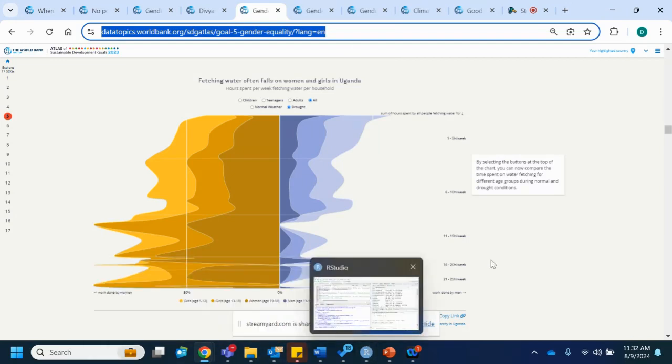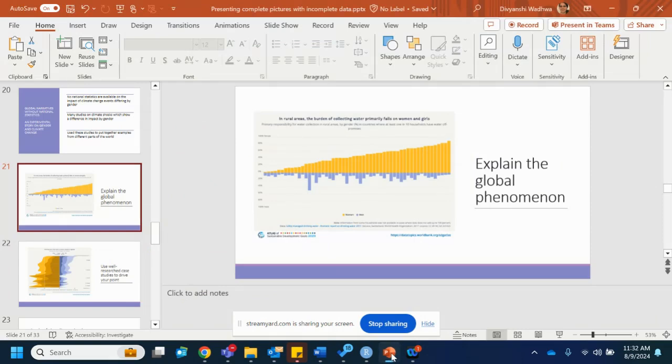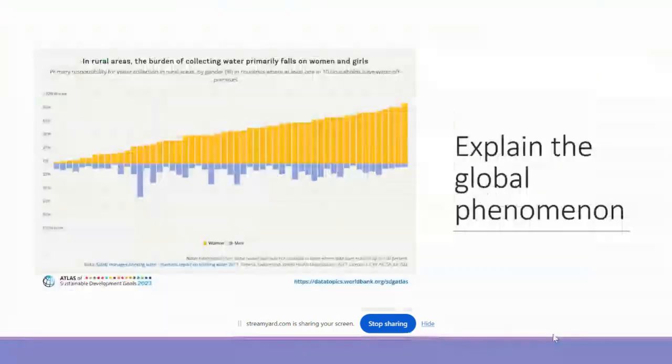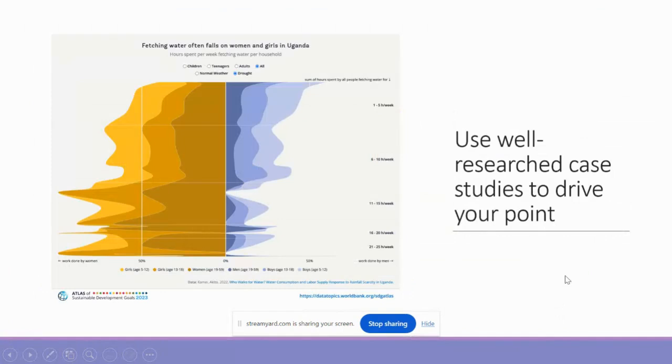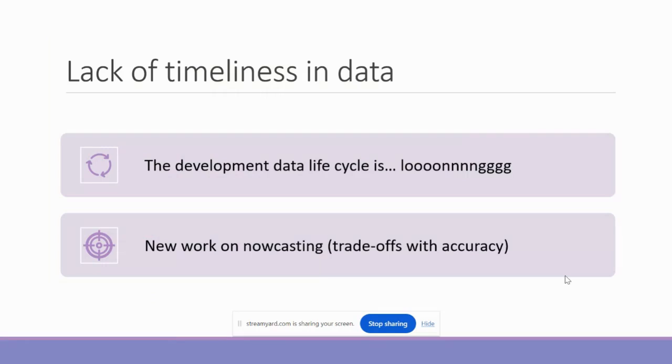Another example of how we use some of our data and our knowledge to present data in a way that tries to make it a global picture, but it's really quite specific to a case study. But we are hopefully able to present it in a way that drives the point across other areas as well.